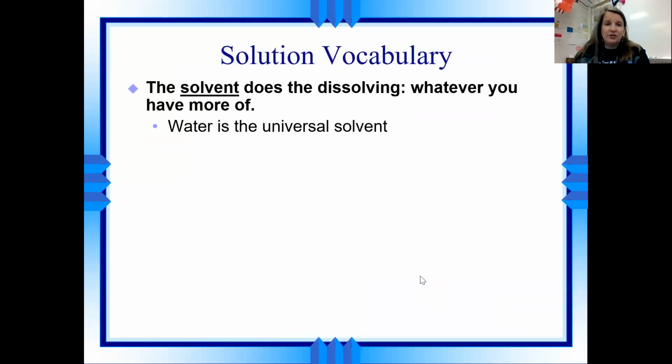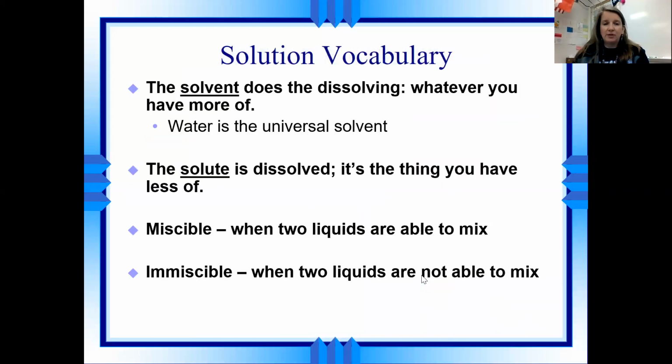So on this slide here, you see all of our vocabulary. So you want to make sure that you take a minute and jot all of these vocabulary terms down. This is what we were just talking about on the last slide with those pictures.